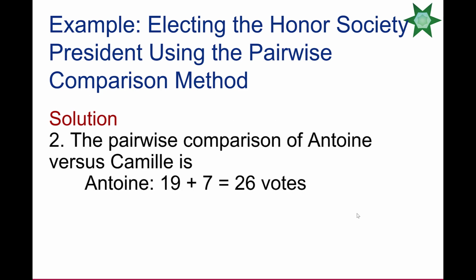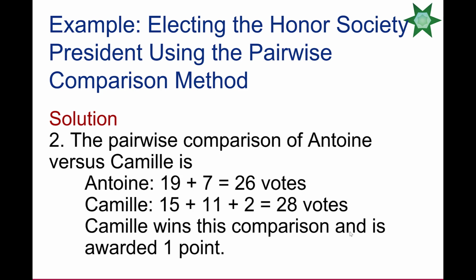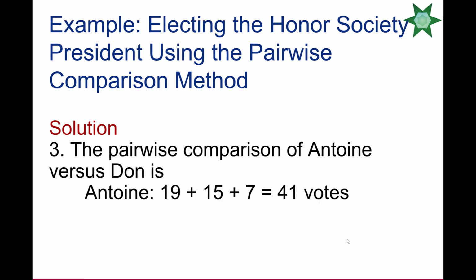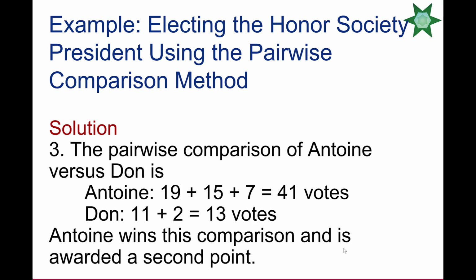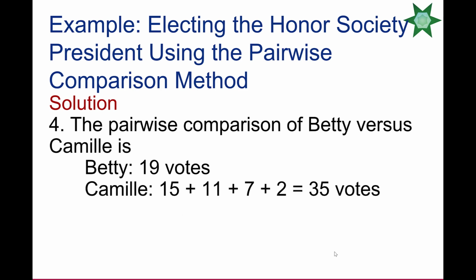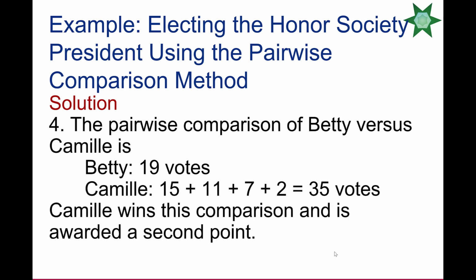So let's go on, and we're going to do Antoine versus Camille, and we get Antoine with 26 votes, Camille with 28. So now Camille has a point. And now we're going to do Antoine versus Don, and if you go back and look at the table, Antoine will get 41 votes, rather. Don gets 13, so Antoine gets the point. So now Antoine's got 2 points. Now you're going to go Betty versus Camille. Betty has 19. Camille has the rest, so Camille gets a point. Now she's got a second point.